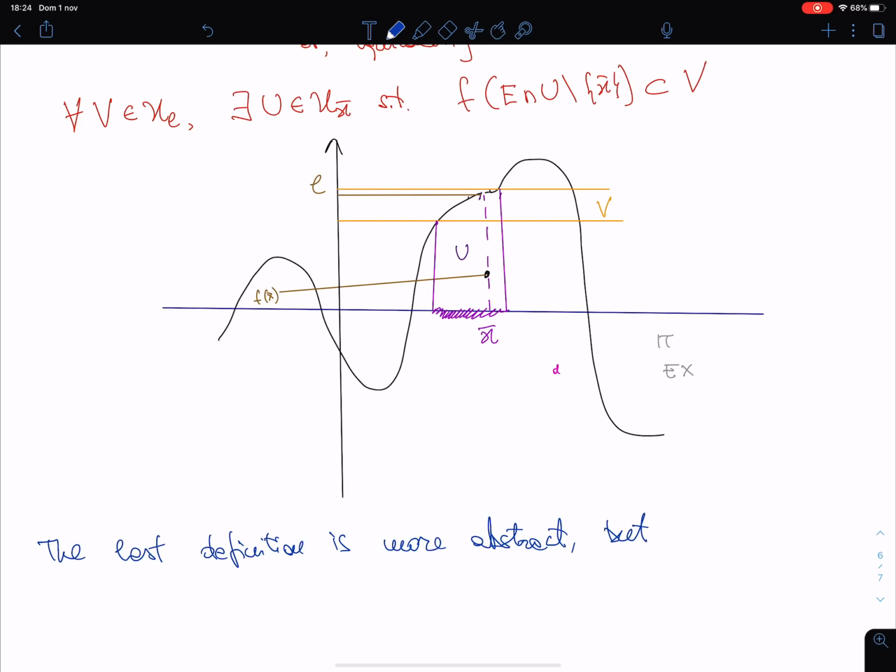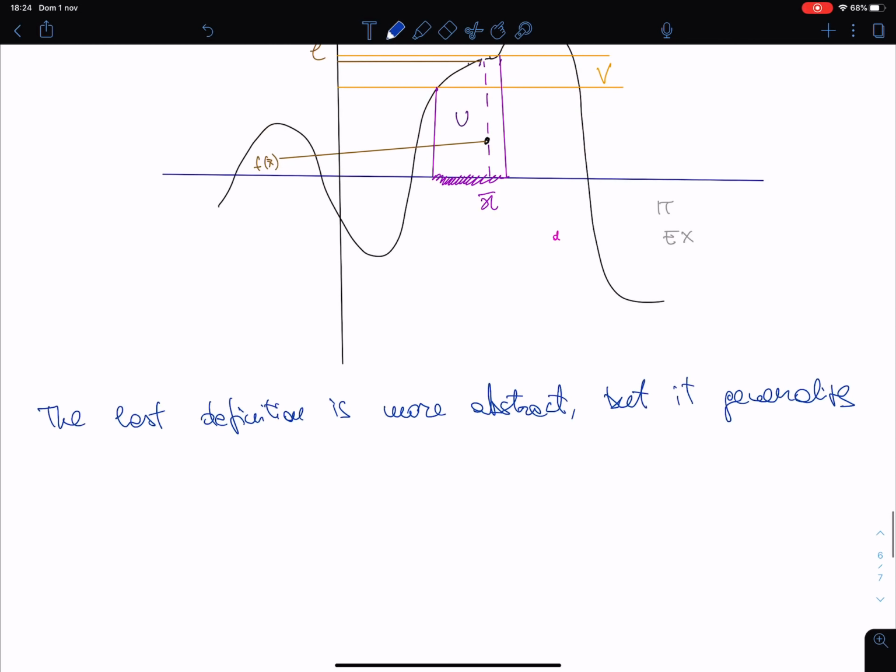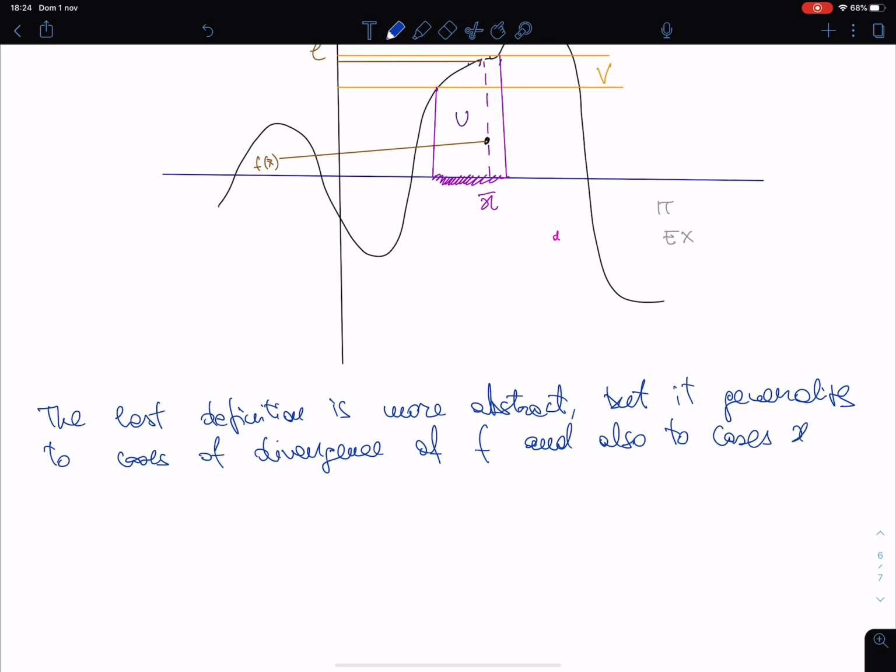But it generalizes to cases of divergence of f and also to cases when x goes to plus and minus infinity.